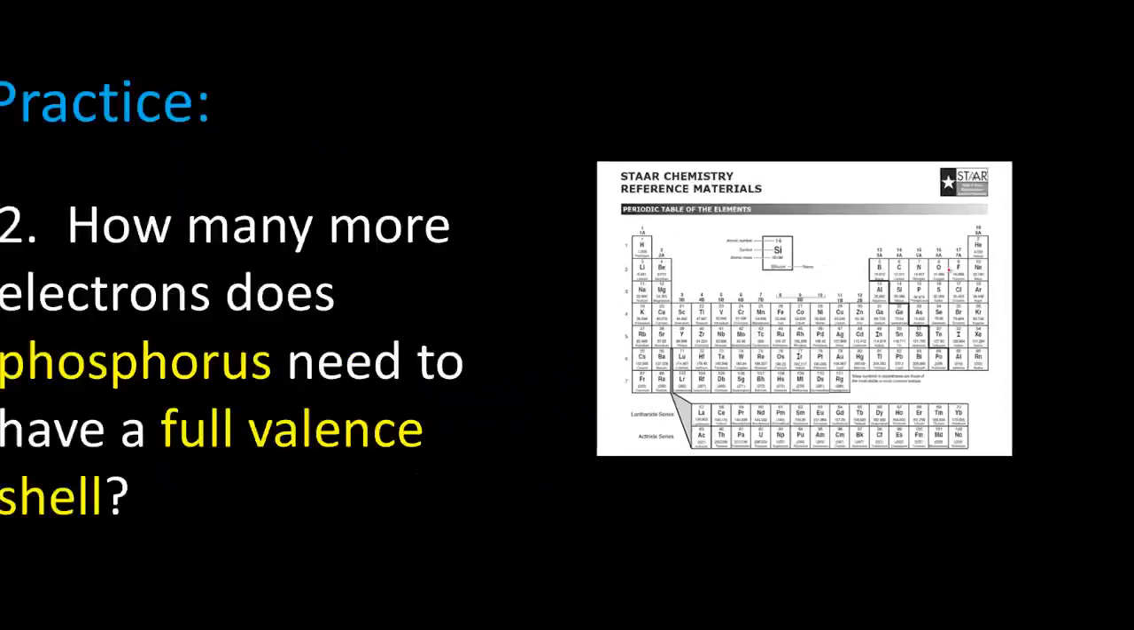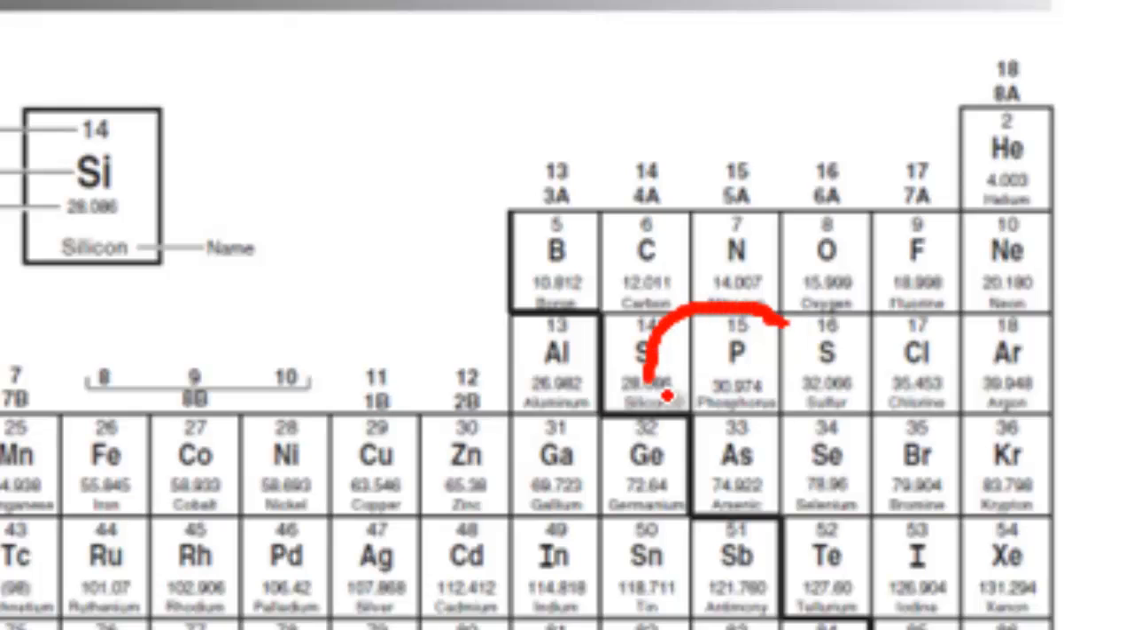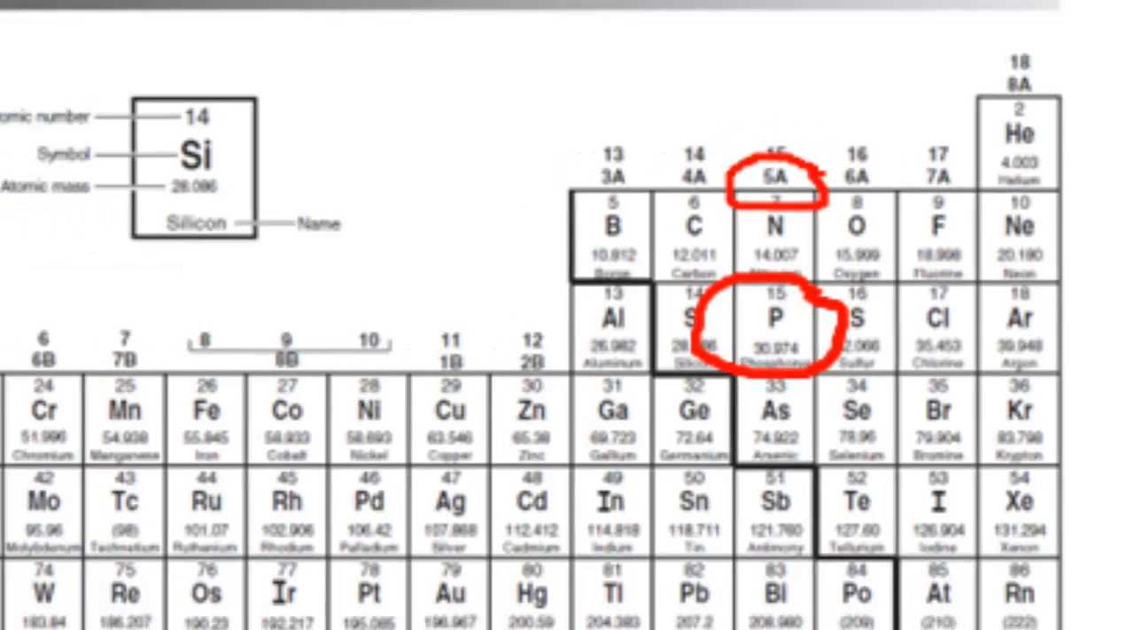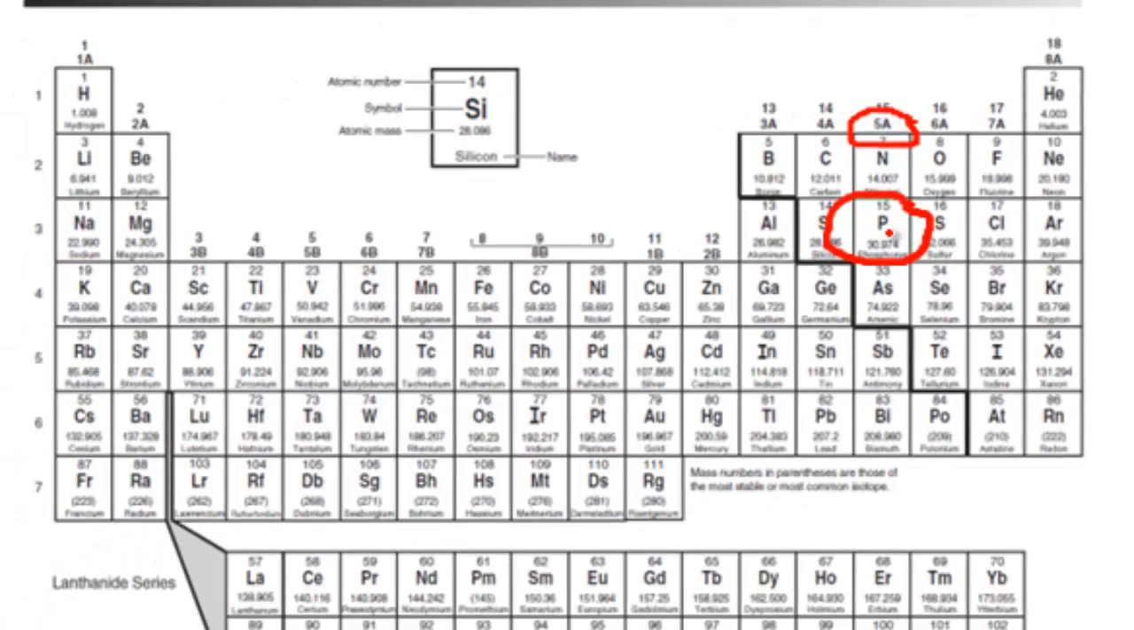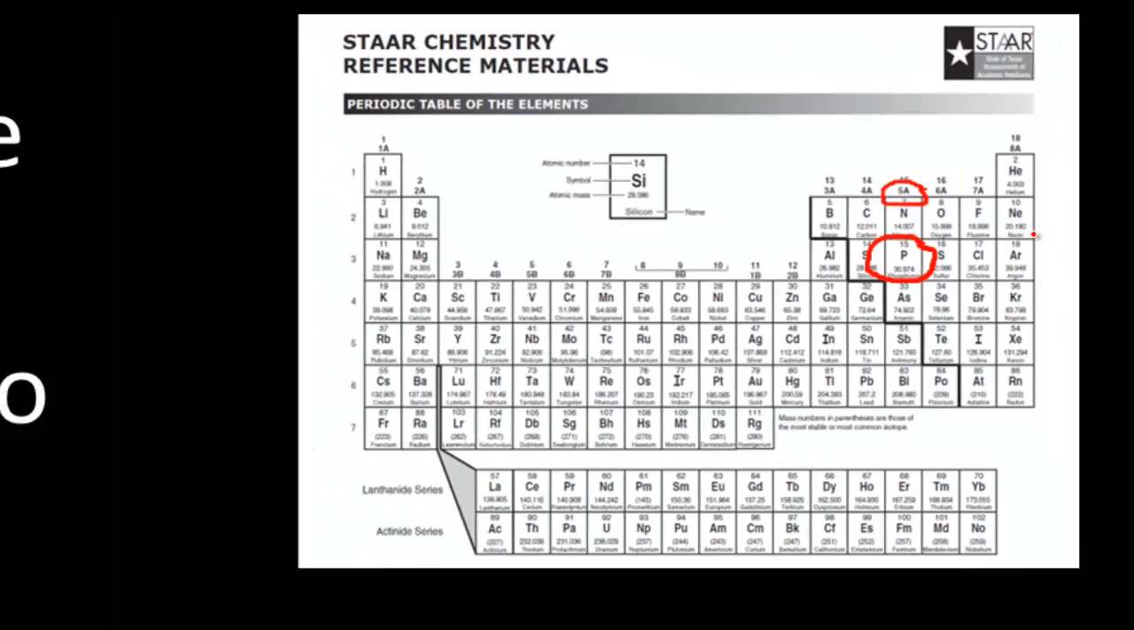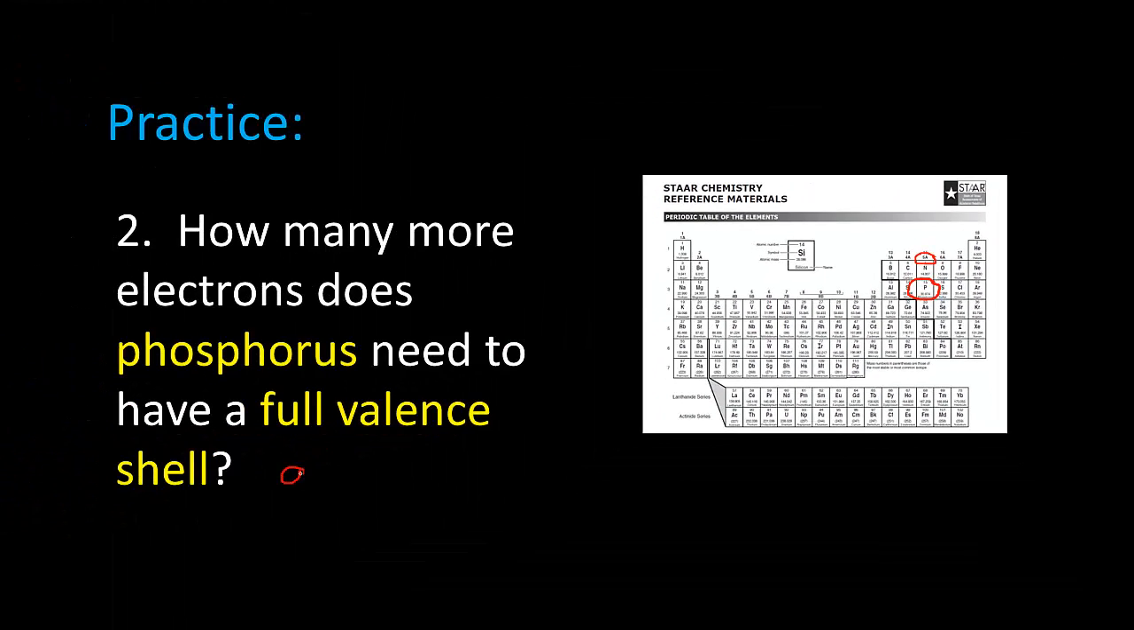Okay, so what about phosphorus? Phosphorus is right here. It is in group 15, which means it has 5 valence shell electrons. Now it can lose 5 to have a completely empty outer shell and look like the noble gas neon, or it can gain 3 electrons and look like the noble gas argon. It is much easier for phosphorus to gain 3 than lose 5, so that's what it will do. Phosphorus will gain 3 electrons.